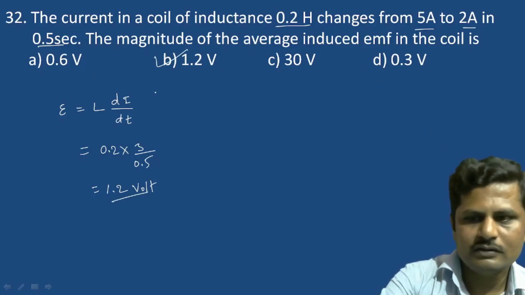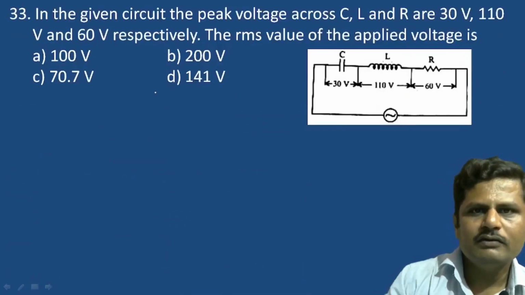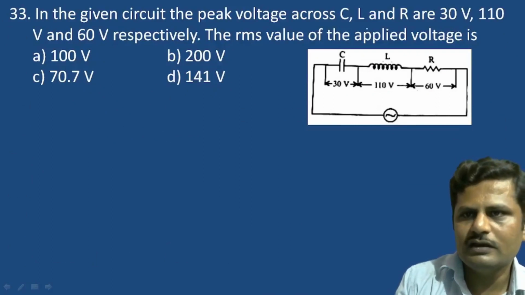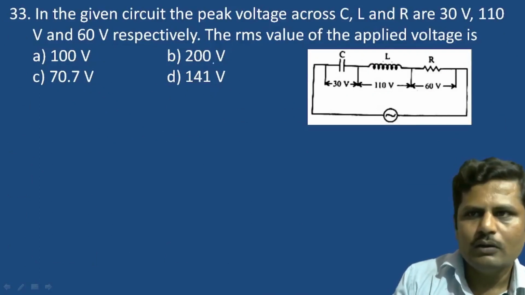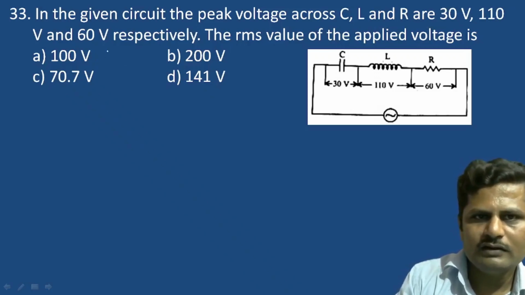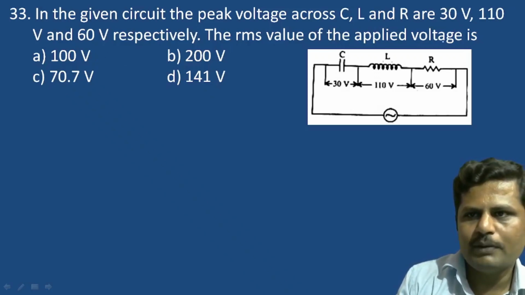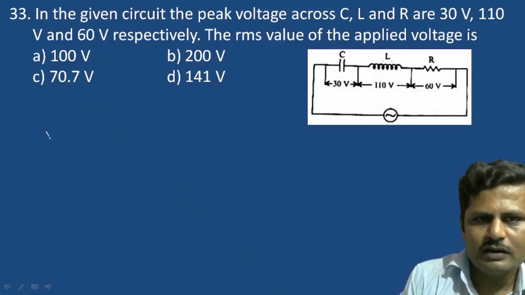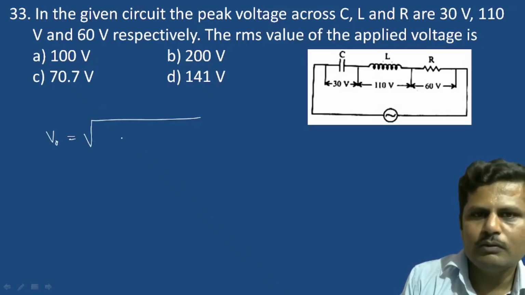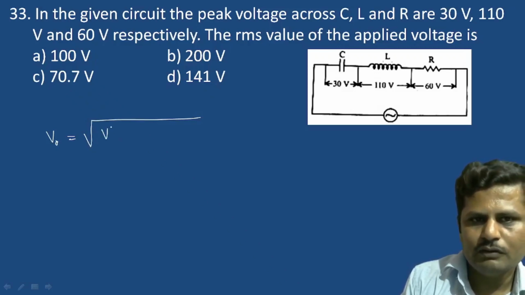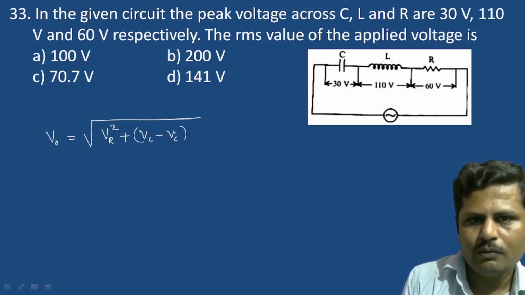And let us go to the next question. In the given circuit, the peak voltage across C, L and R are 30 volt, 110 volt and 60 volt respectively. The RMS value of the applied voltage is, here we know that the peak voltage can be written like this. We have a formula for the peak voltage, that is, peak voltage equals square root of V R square plus VL minus VC whole square.